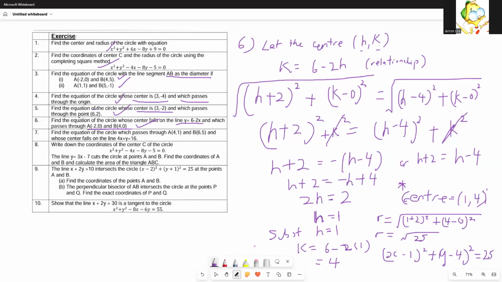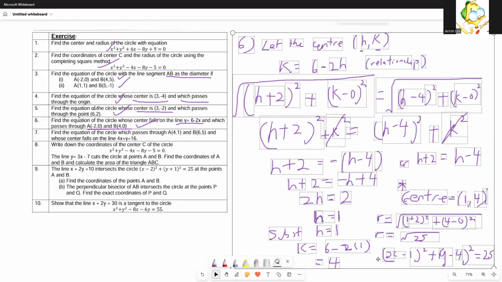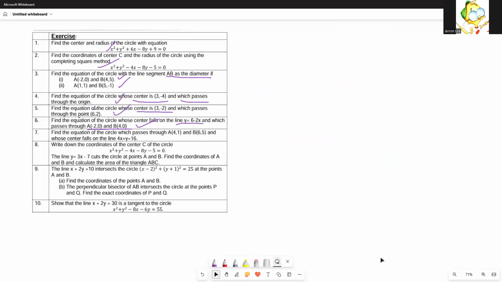So this is actually the solutions I have shared with you for question number 6. Fair enough. Comfortable? We'll do number 7 right now. Have a look at it. Question number 7 says, find the equation of the circle which passes through (4, 1) and (6, 5), and the center falls on the line 4x + y = 16. It looks very similar to question number 6.